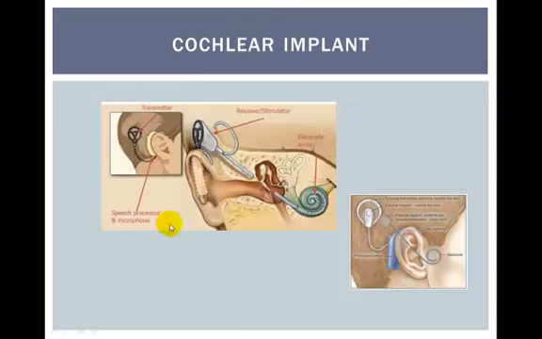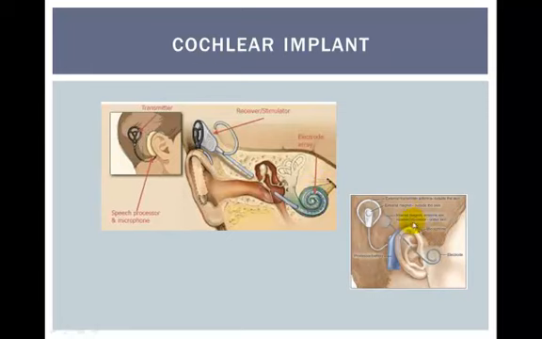So again, this is what it's going to look like. Here is the transmitter that connects to a magnet under the skin. The sound is sent through a microphone into the speech processor, then to a magnet on the outside, and then the magnet is the receiver or stimulator. Then it is sent into an electrode array inside the cochlea that sends it through different regions of the cochlea and to the auditory nerve.